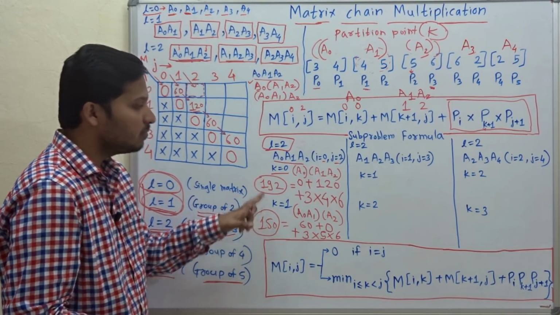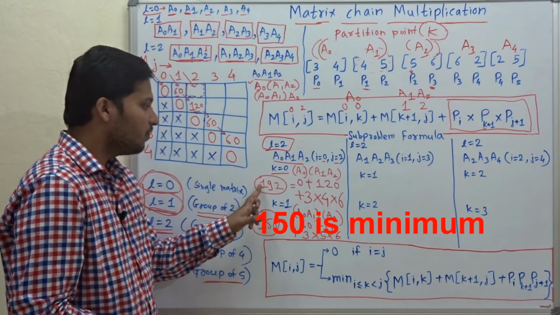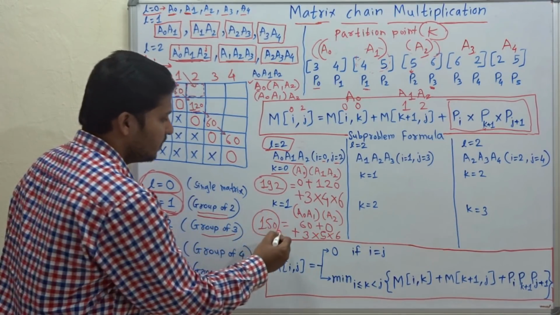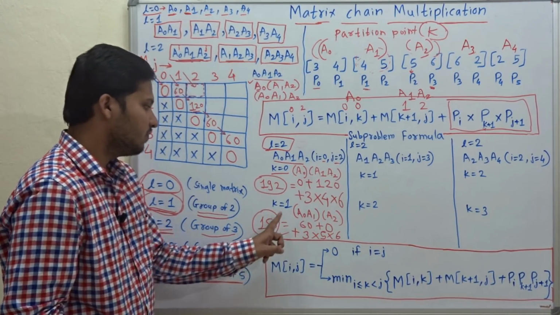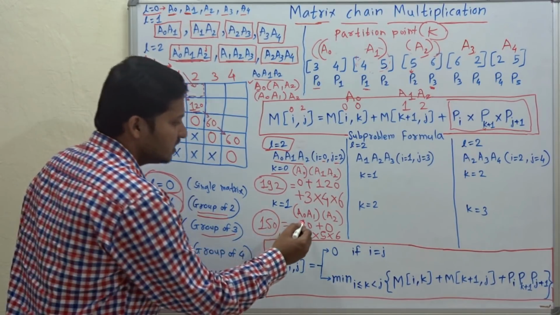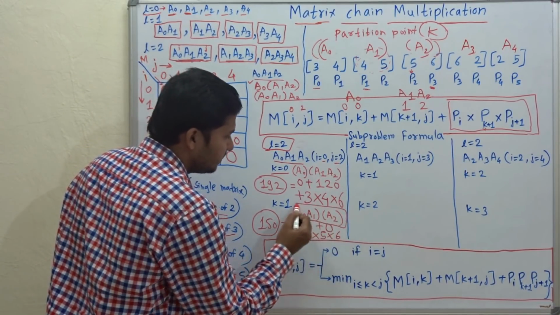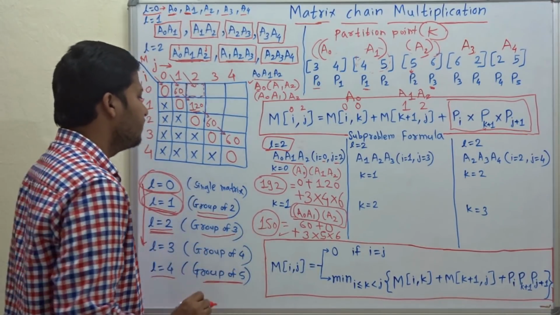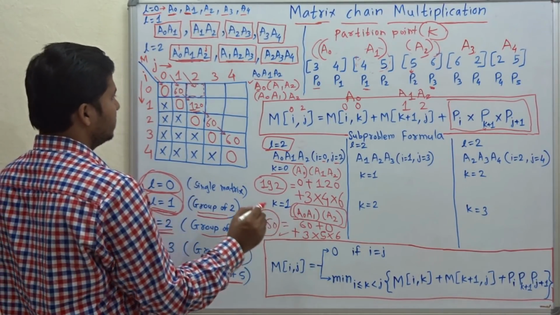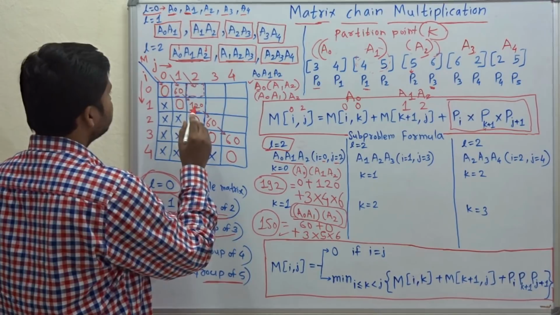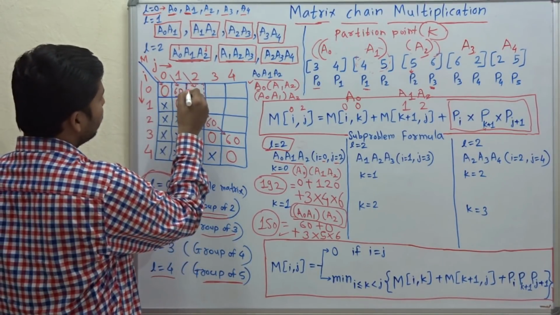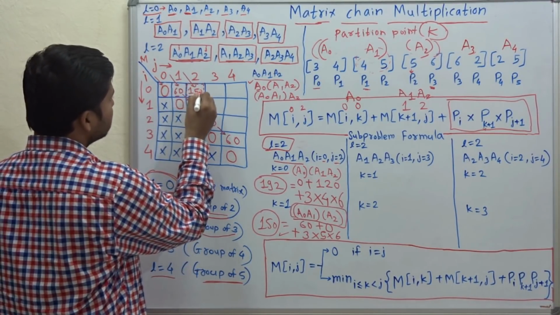Now what is the minimum? Obviously, which method will we prefer? We will prefer the second method, for k equal to 1. That means we will multiply in this way. So 150 is the cost for this method. Let's write it here: for 0 to 2, 150 is the cost.